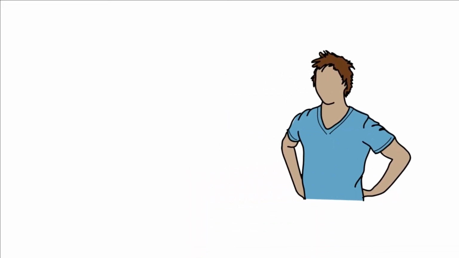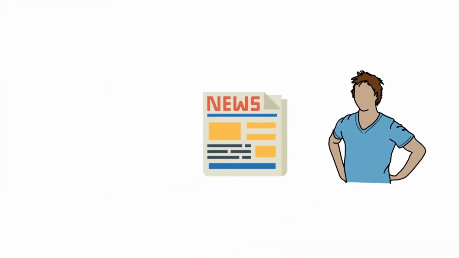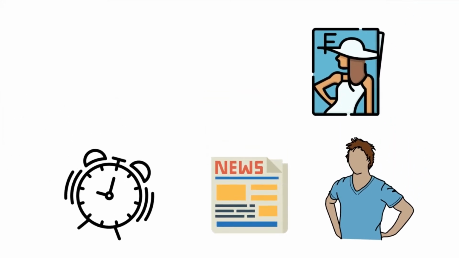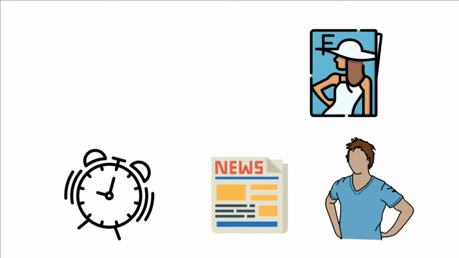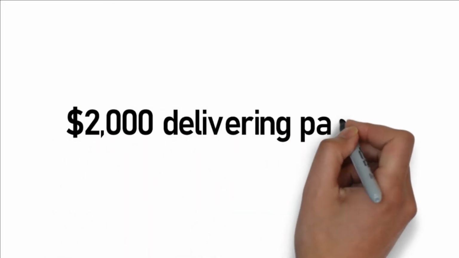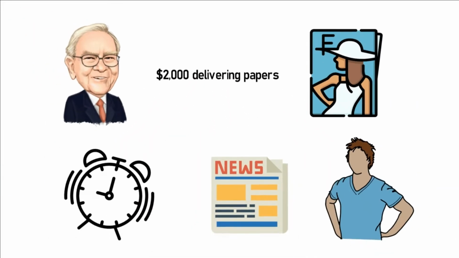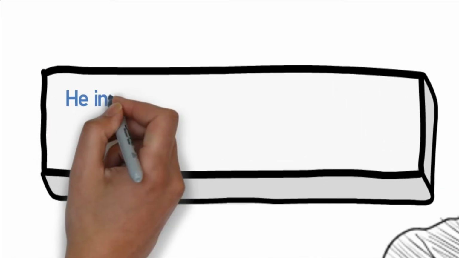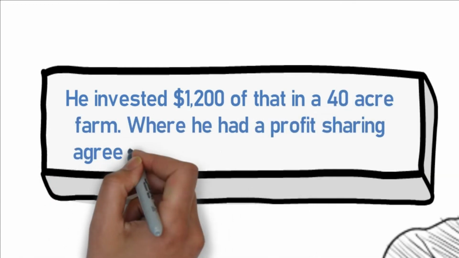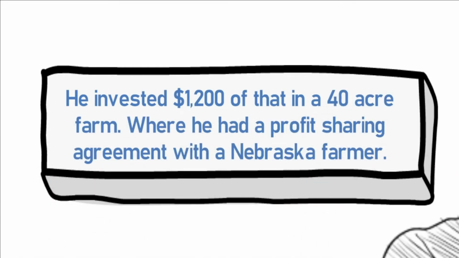At 13 years old, Warren worked as a paperboy. He would wake up at 4:30 in the morning to deliver copies of the Washington Post. He also sold magazine subscriptions and calendars to his newspaper subscribers on the side. By 15, Warren had made $2,000 delivering papers. This is about $26,000 in today's money. He invested $1,200 of that into a 40-acre farm where he had a profit-sharing agreement with a Nebraska farmer.